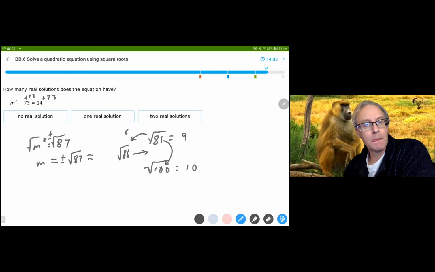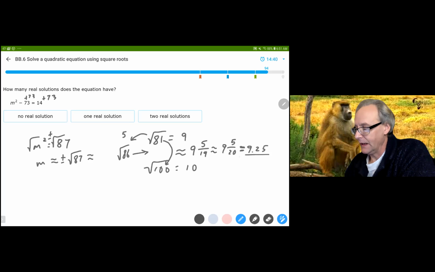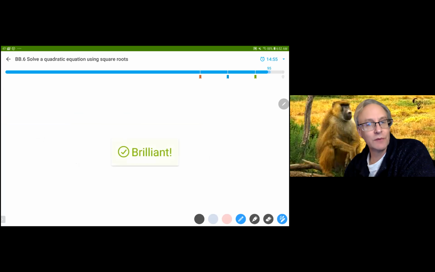Does that make sense? Oh, sorry, this is 5. I can't subtract today. This is 5. Sorry, my bad. 5 over 20 is about 0.25. That's better, because in formal interpolation, this would be 9 and 5 over 19, but this is really close to 9 and 5 over 20. Well, 5 over 20 is 1/4, so this is exactly 9.25, and this is approximately the same thing. So 9.25 would be my answer, approximately, plus or minus 9.25. Sorry, I can't subtract today. Anyway, there it is. Two real solutions, way more than you wanted.